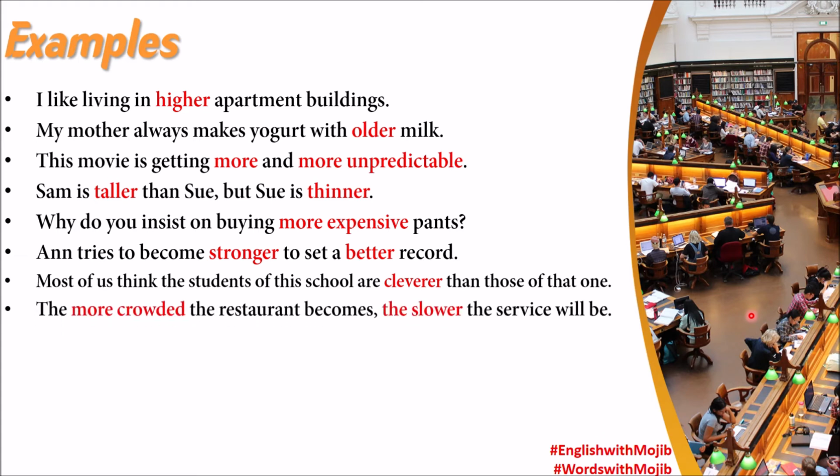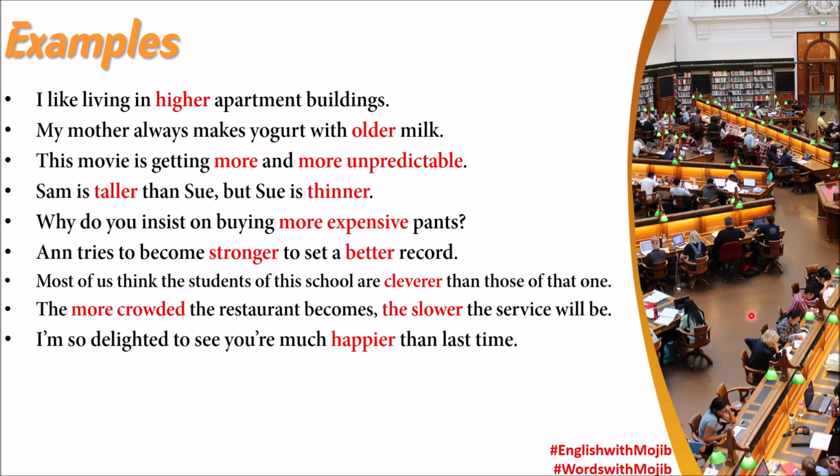Next, we are using the use 3 of comparative adjectives. The more crowded the restaurant becomes, the slower the service will be. Let's change it to the simple form. When the restaurant becomes more crowded, the service will be slower. But this form is more technical. The more crowded the restaurant becomes, the slower the service will be.